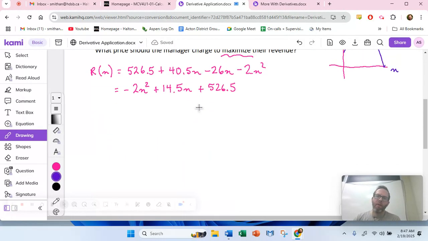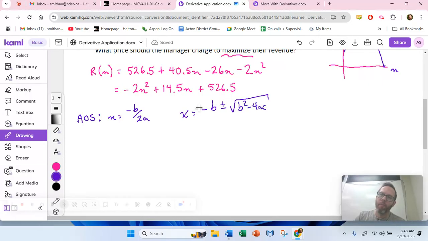Can I ask you guys, did you learn the shortcut for finding the axis of symmetry? I'm pretty sure you did: negative b over 2a. Do you remember that formula for the axis of symmetry? I see a couple nods there. Don't copy this down. So in the quadratic formula, which, of course, everybody has memorized, negative b plus or minus the square root of b squared minus 4ac all over 2a.